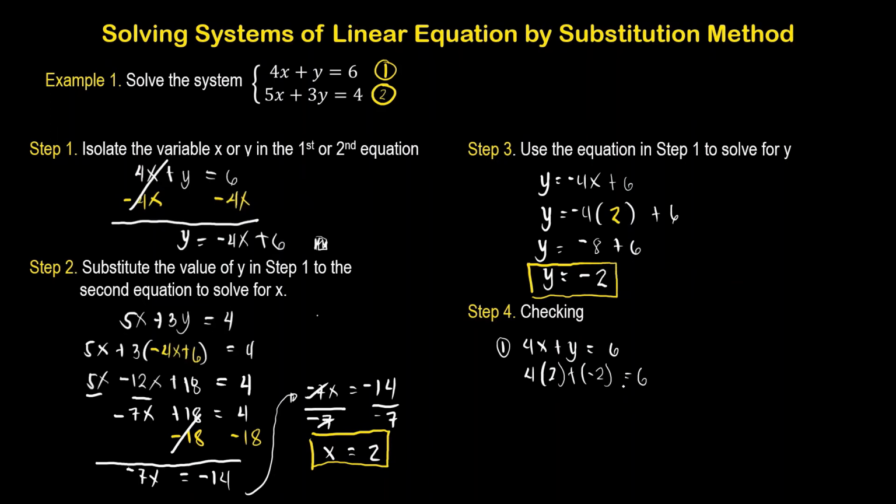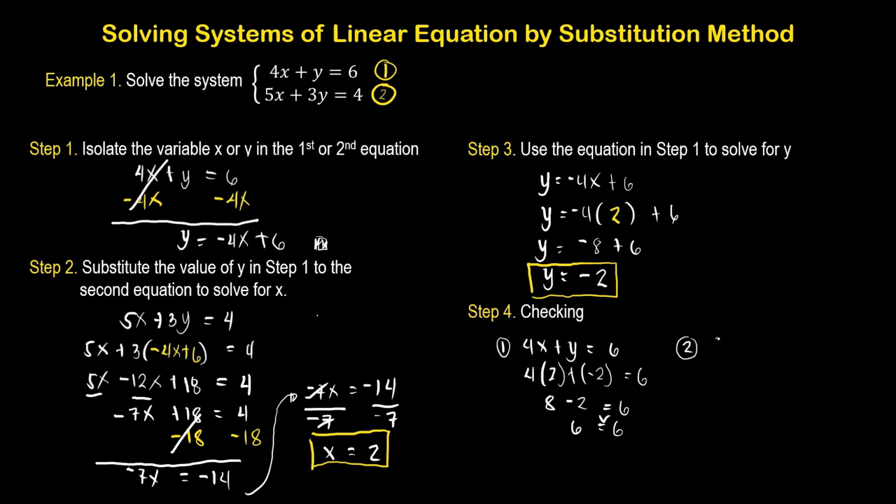So, iti-check natin to kung equal to 6 ba itong nasa left side. So, again, 4 times 2 is equal to 8. Positive times negative 2, this is equal to negative 2 is equal to 6. Now, makikita natin that 8 minus 2 is just equal to 6. So, therefore, this is true for the first equation. Now, itry natin sa second equation.